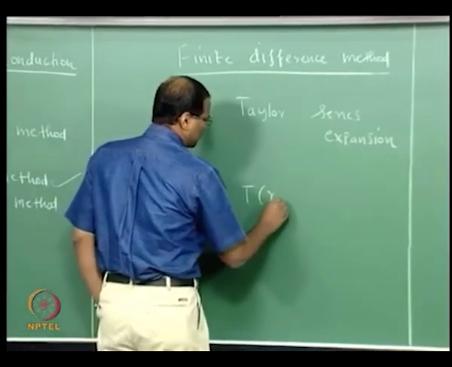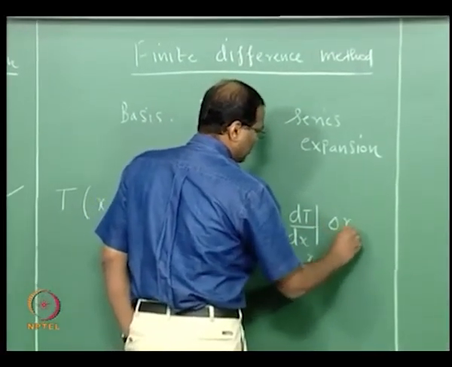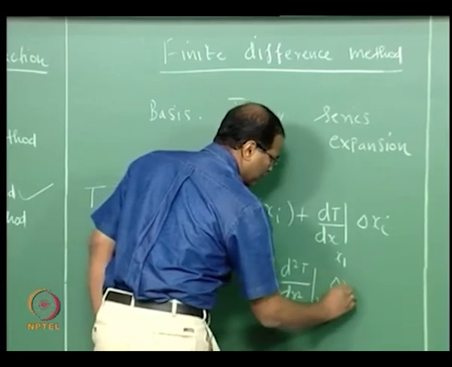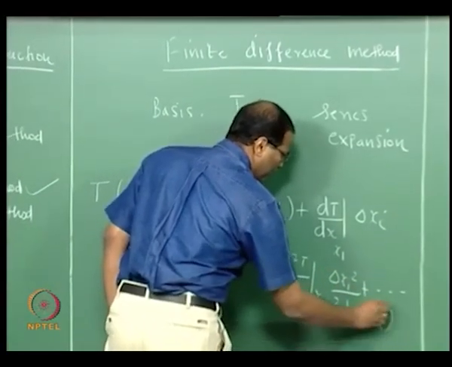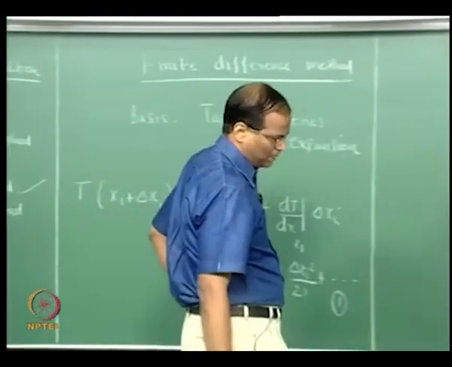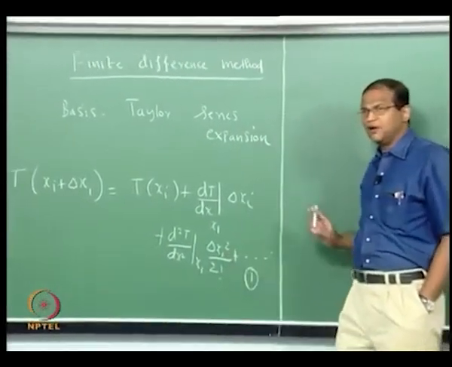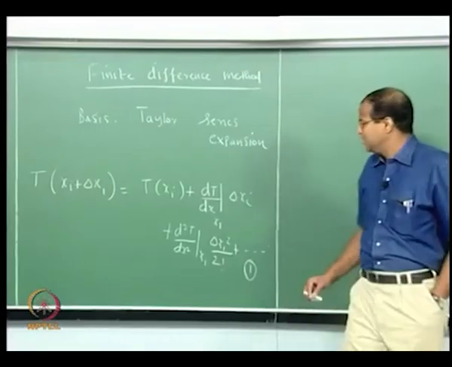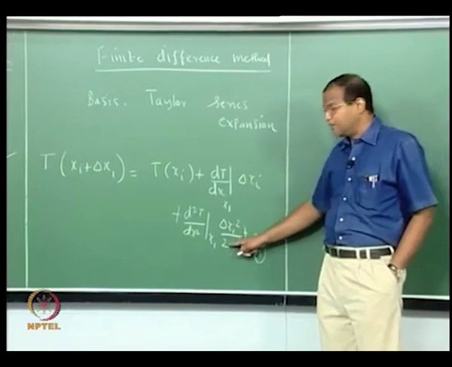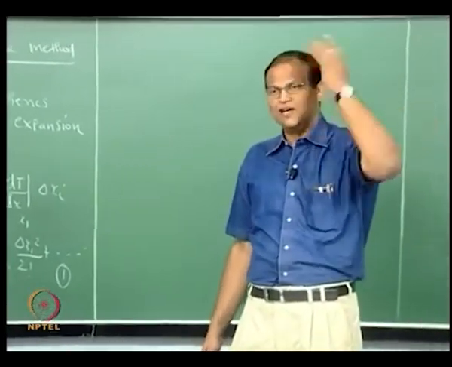Using Taylor series we want to expand it as T at xi plus dT by dx at xi into delta xi, plus higher order terms. The higher order terms will become negligibly small when delta xi is properly chosen, because it is going to be raised to higher powers of delta x. So if delta x is 0.01, this will be 0.01, this will be 0.01 squared, this will be 0.01 cubed, and remember at the bottom also is 2 factorial, 3 factorial, everything is increasing. So higher order terms can be neglected, even though d squared T by dx squared may be significant and higher order derivatives may be significant.